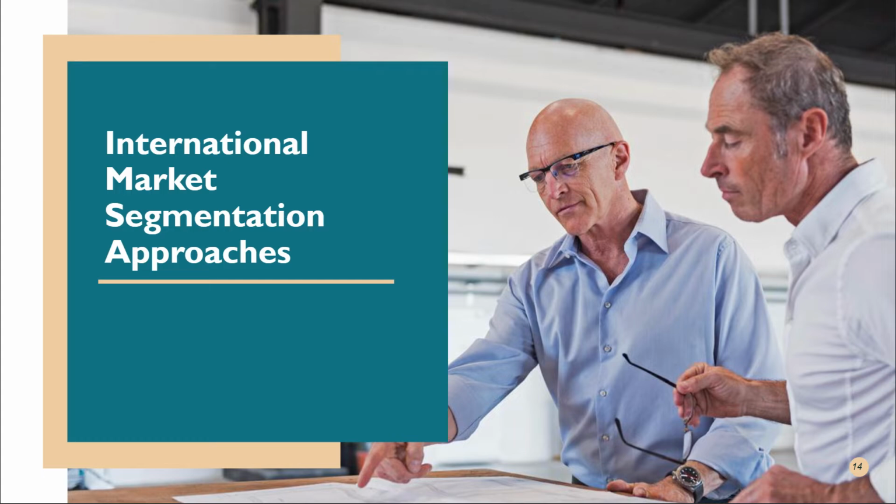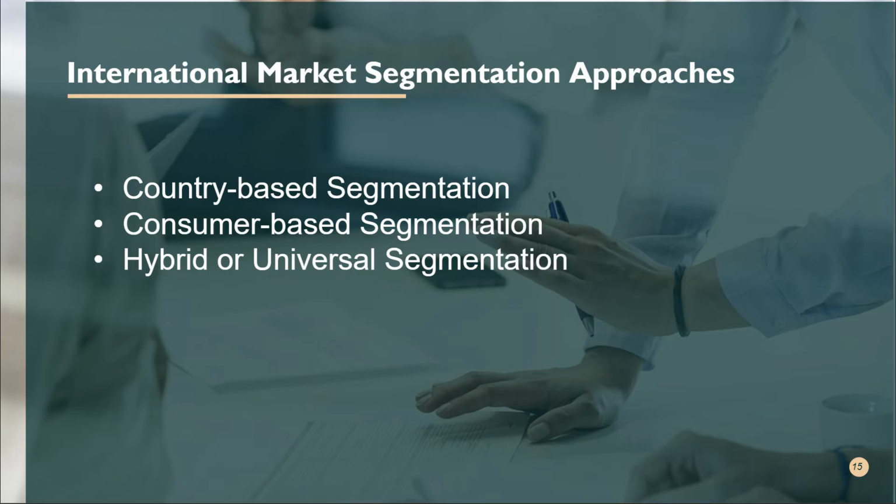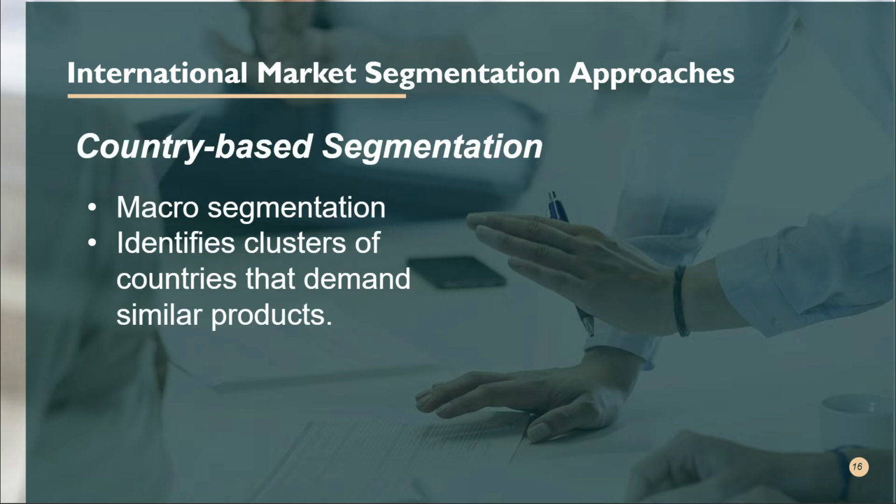Generally, there are three approaches to segmentation in international marketing. First, country-based segmentation. Second, consumer-based segmentation. And third, hybrid universal segmentation. Let's discuss the first approach, which is country-based segmentation. It is also called macro segmentation. It identifies clusters of countries that demand similar products. It uses geographic, demographic, and socioeconomic variables such as location, gross national product per capita or income, population size or family size to group countries into market segments.